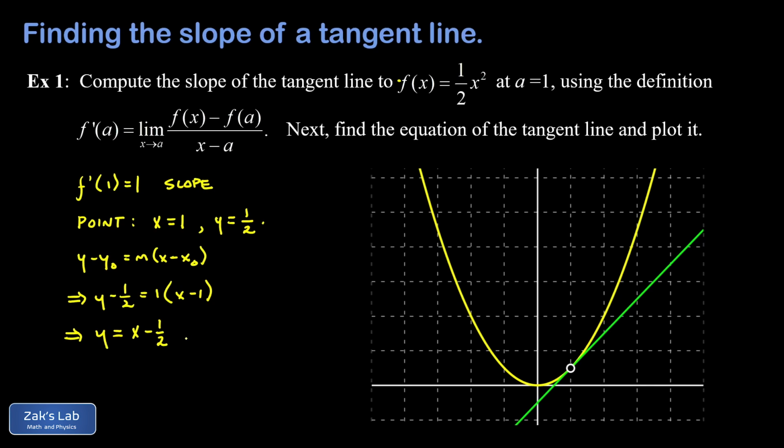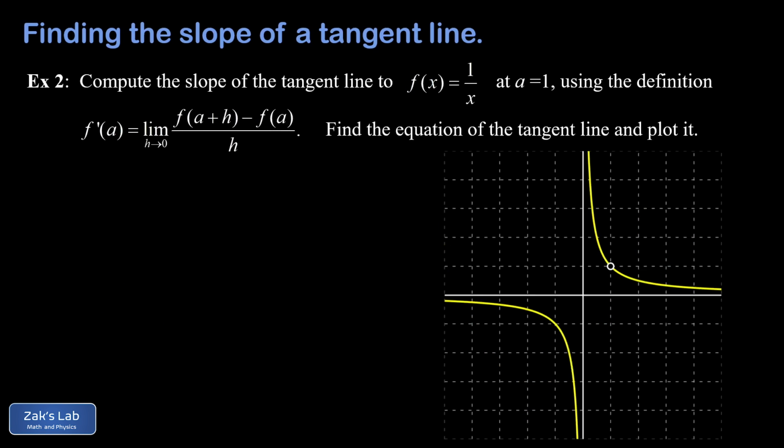And when we plug this equation into our plotting software, we see that it works out perfectly. This line touches our graph at only one point and shares the same slope as f of x at that point. In our next example, we have a simple rational function, f of x equals 1 over x. And again, we're interested in this location a equals 1.